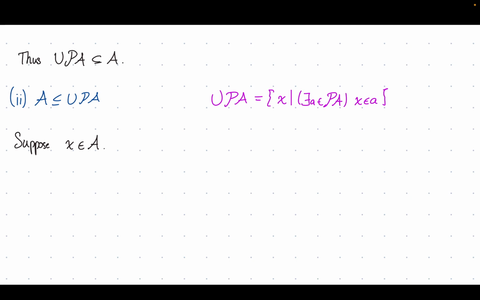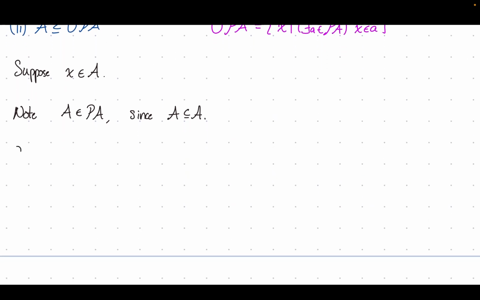Okay. Now, if X satisfies this condition, then X is in the union of the power set of A. And I will just tell you to observe that A is in the power set of A almost by definition, since A is clearly a subset of itself. So, there exists some little a in the power set of A such that X is in little a, namely little a equals A itself.